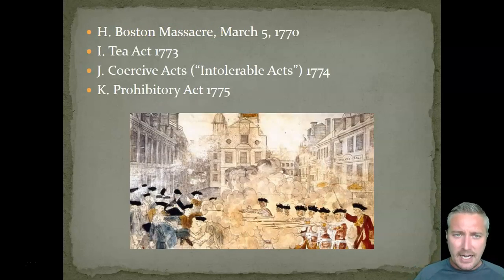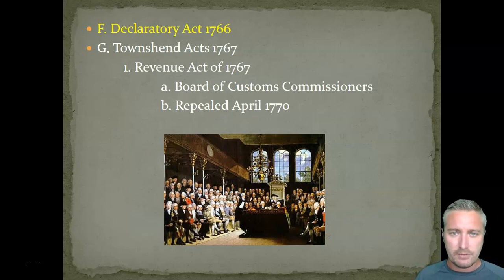The next item, I got a little ahead of myself. Sorry, I don't have another slide for that. So even though the Declaratory Act is highlighted there, go down to letter G, the Townshend Acts of 1767. This was a series of actually six different acts, all packaged together, known as the Townshend Acts.